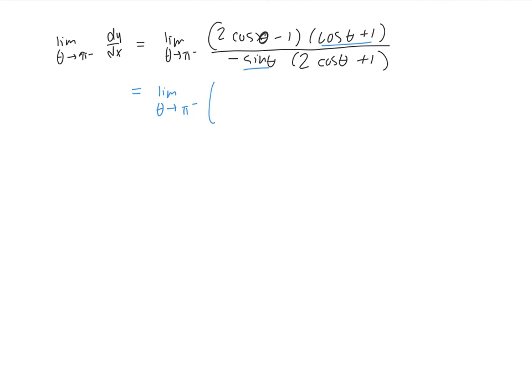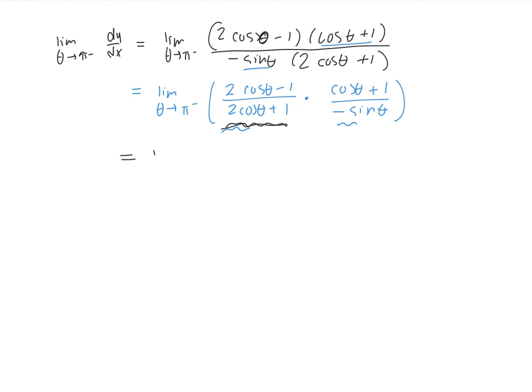So I'm going to flip-flop the order of these things, like this. I'm going to think about this as 2 cosine theta minus 1 over 2 cosine theta plus 1 times cosine theta plus 1 over negative sine of theta. And this doesn't work for derivatives, but for limits it's okay. You can limit each portion separately as long as the limits exist. So for the first ratio we have there, when you input theta is pi, you don't have any division by 0 or funny business going on.